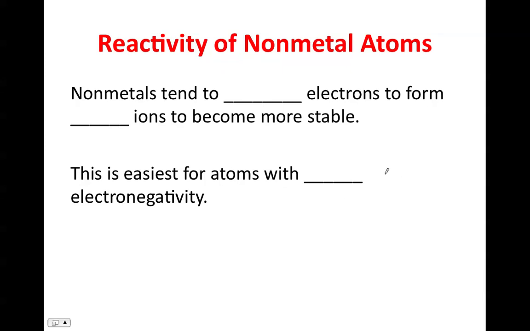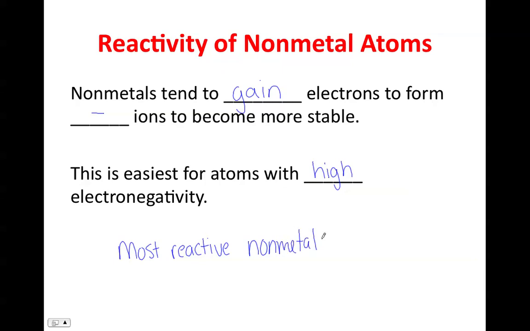For the reactivity of nonmetals, nonmetals tend to gain electrons. When they gain electrons, they form negative ions to become more stable. So this is going to be easiest for atoms with a high electronegativity. The most reactive nonmetal is fluorine. You can check the electronegativity with your periodic table, but fluorine has the highest electronegativity.